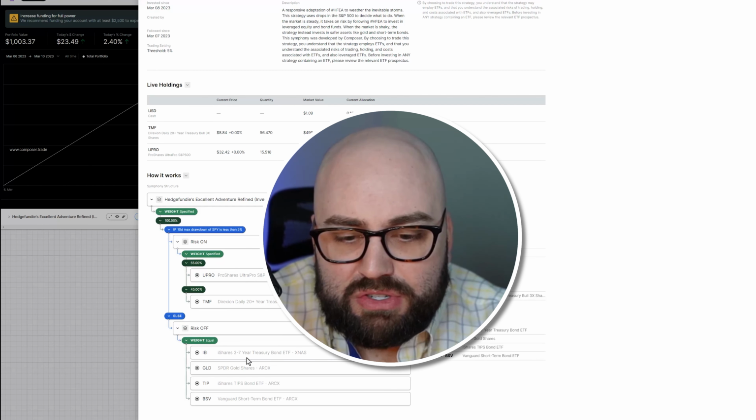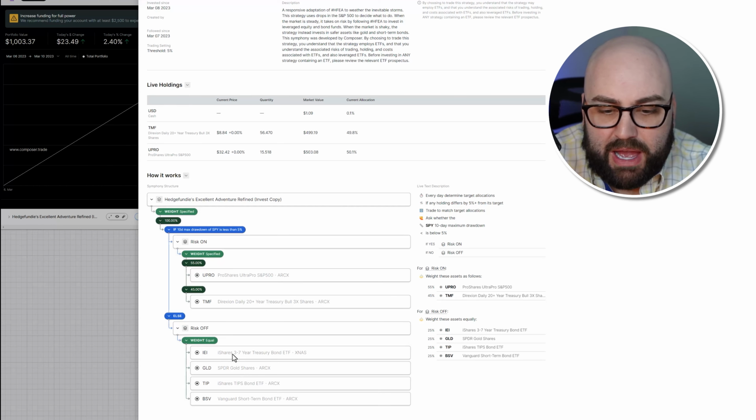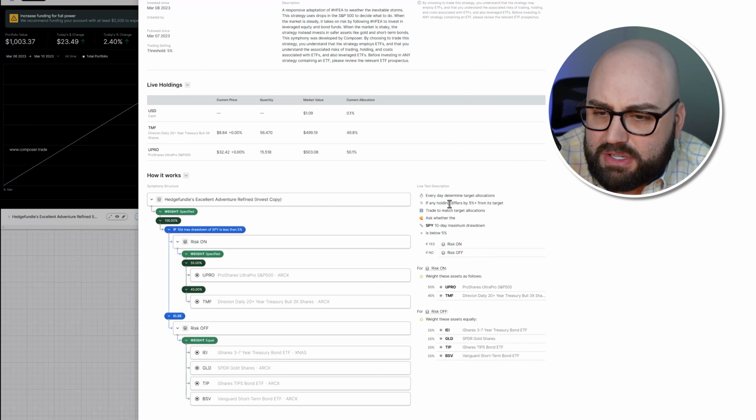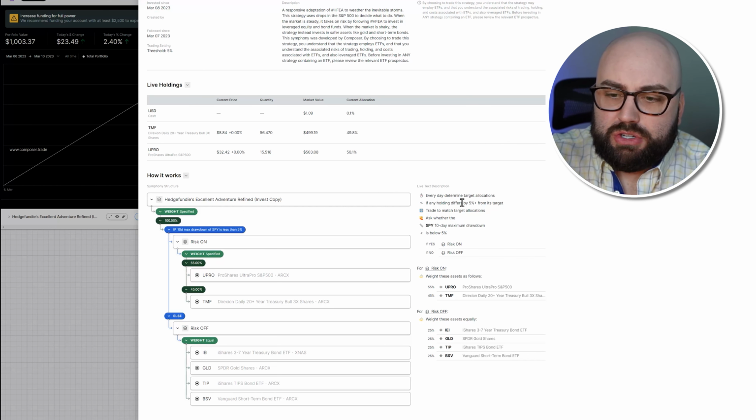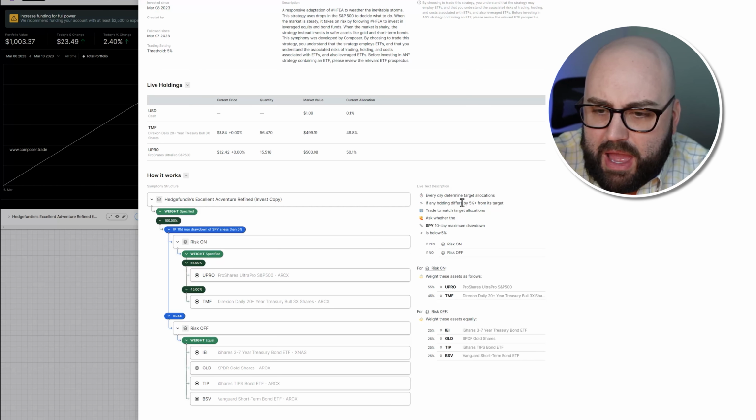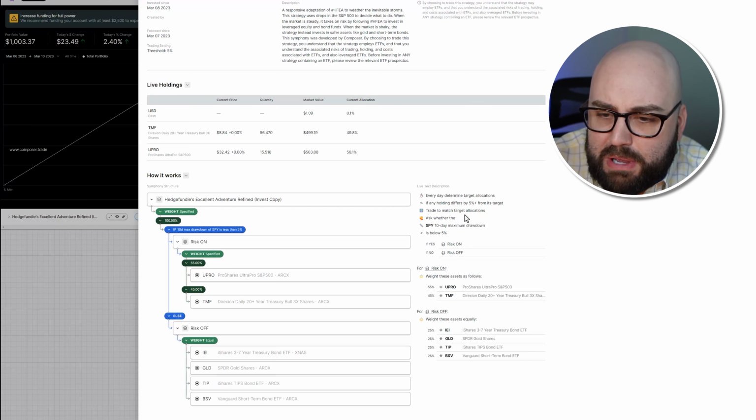And then we're going to break those down over 4 different equity classes, or equities. So we've got the bonds here, we've got gold, we've got bonds here again, and then we've got another iShares. So really, if you look over here, this breaks down the symphony. So every day, you determine your allocations. If the drift is more than 5% from its target, we're going to trade to match that allocation. And then over the 10-day maximum period, if the SPY falls below 5%, risk is on.